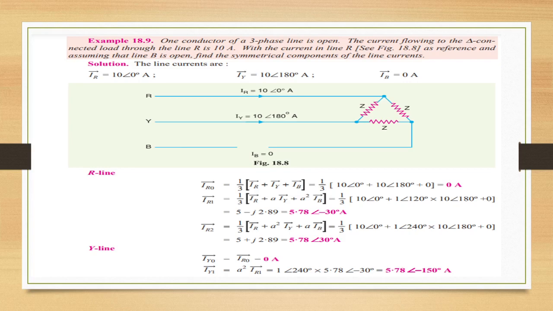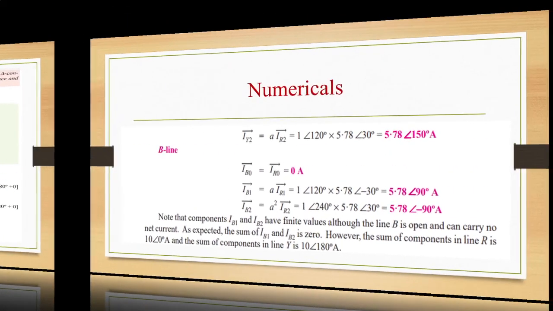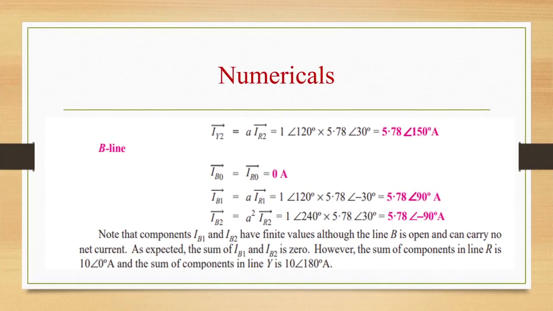IR0 we are getting as 0 amperes, IR1 as 5.78 angle minus 30 degree ampere and IR2 as 5.78 angle 30 degree ampere. In Y line, IY0 is 0 amperes, IY1 is 5.78 angle minus 150 degree ampere and IY2 is 5.78 angle 150 degree ampere. Similarly for B line, IB0 is 0 amperes, IB1 is 5.78 angle 90 degree ampere, IB2 is 5.78 angle minus 90 degree ampere. So separately we are finding out all the components of R, Y and B lines.